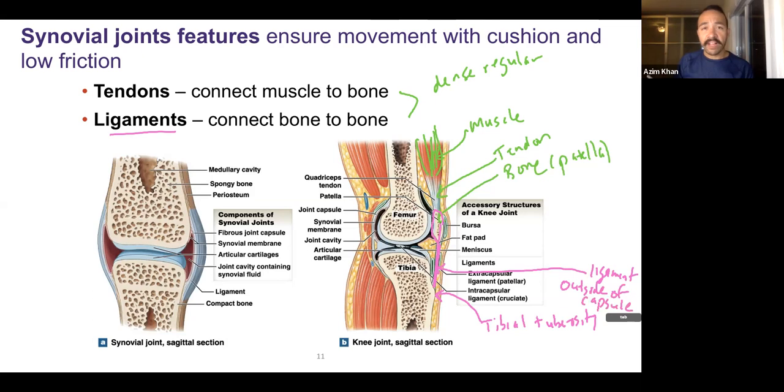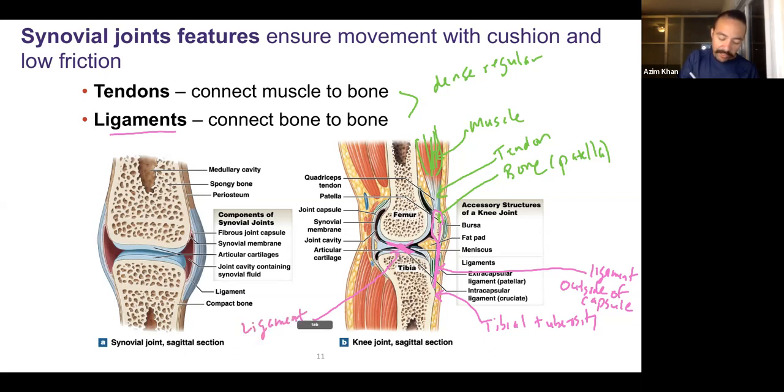This ligament is outside of the capsule. Compare that with other ligaments that you might find within the joint capsule. You can see this ligament here. It's going to be connecting the femur and the tibia. There's going to be another one too, but you have a ligament inside the capsule.